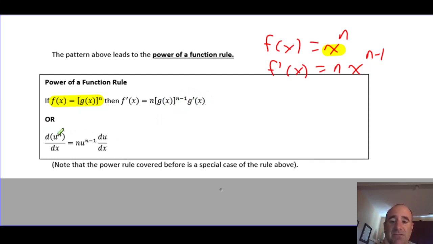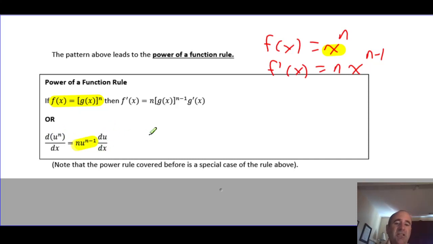Or, in Leibniz notation, it's a little bit slicker, I think, to be honest. The derivative of u to the power of n is equal to n times u to the power of n minus 1 times the derivative of u with respect to x. So to take the derivative of a power, do n times u to the power of n minus 1, and then multiply by the derivative of the base.